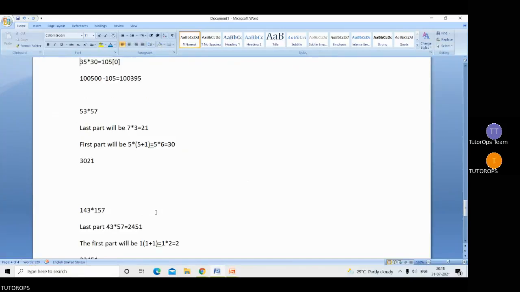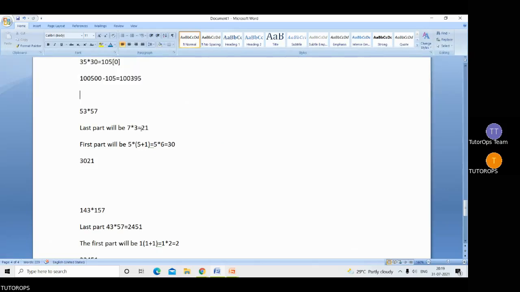Let me take a simple example, that is 53 into 57. The last part will be 7 into 3, as I have mentioned that 53 and 57 is complementary, because the first digit here is 5 for both, and the last two digits 3 plus 7 add up to 10. Now, the last part of 53 into 57 will be 7 into 3, that is 21.